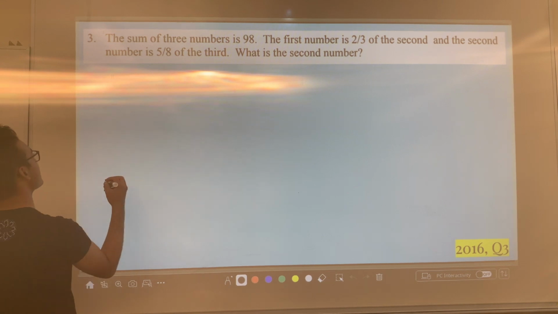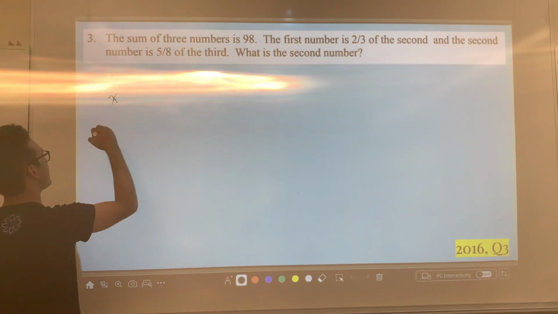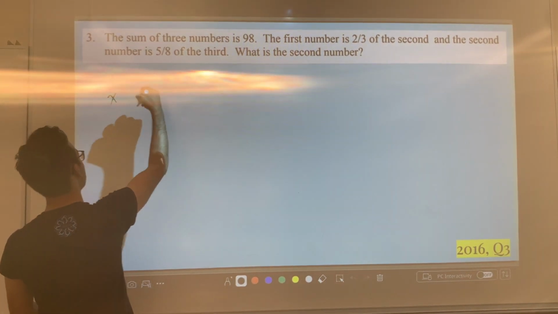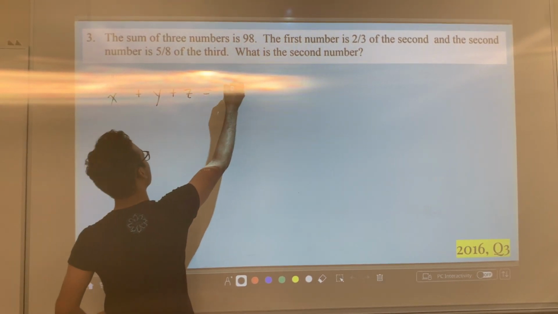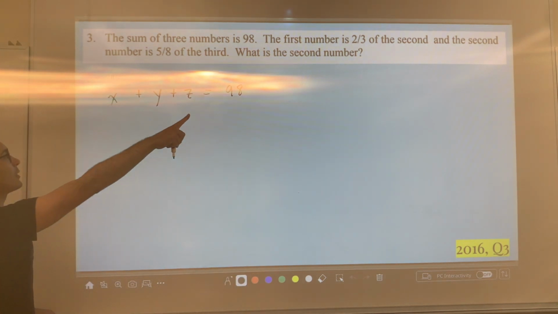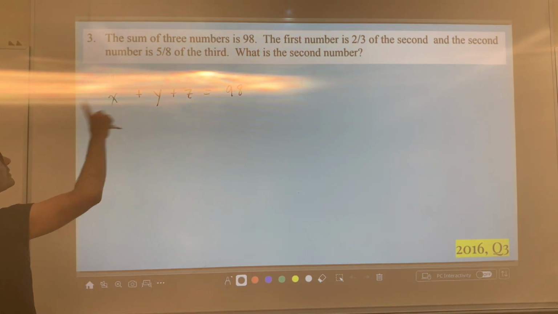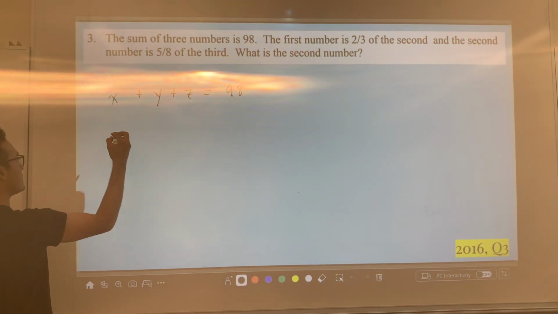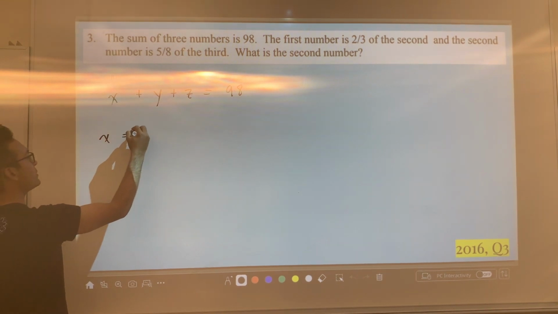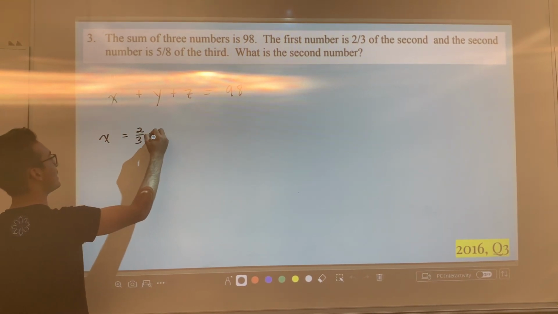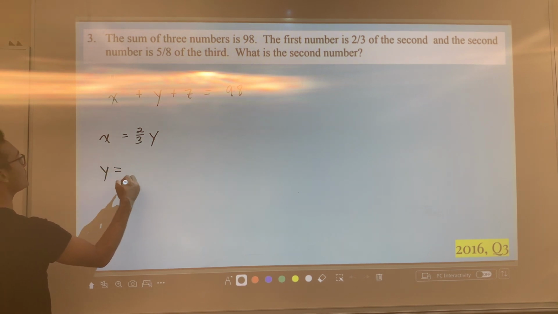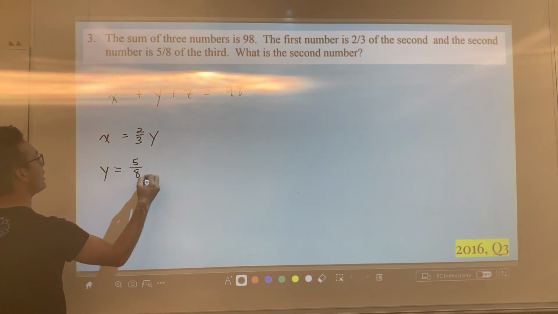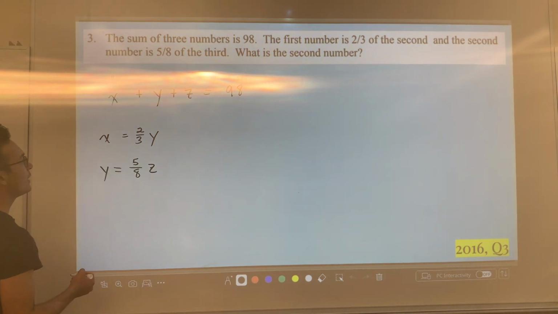I'm going to call those three numbers x, y, and z. You could call them anything you want. You could call them a, b, c, alpha, beta, gamma, what have you. Now, the question is telling us that the sum is 98. The first number x is equal to 2/3 of the second number y, and the second number y is equal to 5/8 of the third number z. What is the second number?